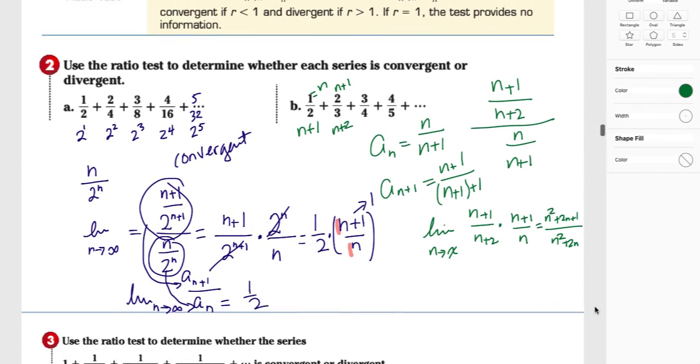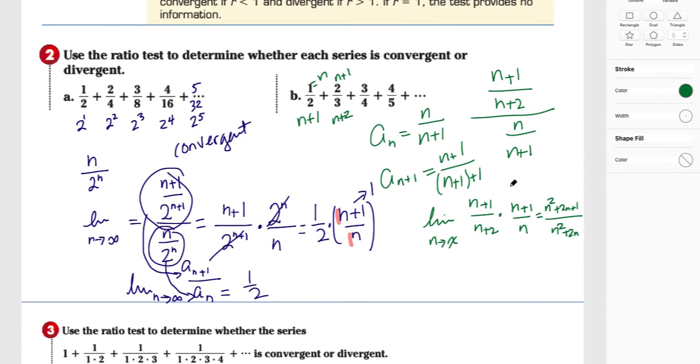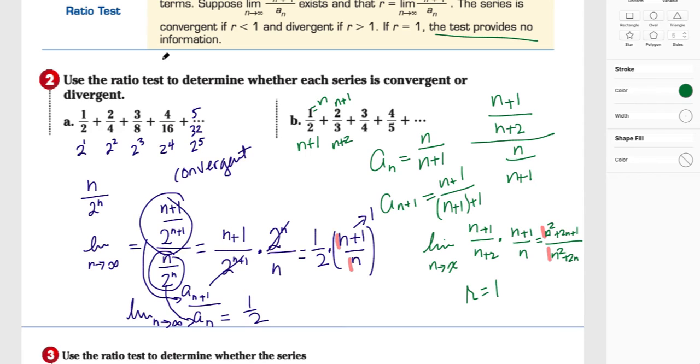Do you guys know what the limit would be here as n approaches infinity? Remember what we said about the degree of the numerator and the degree of the denominator? Since the degree of the numerator and the degree of the denominator are the same, we're going to go with the lead coefficient. And so the lead coefficient is 1 over 1. Therefore, this value that we were looking for, r, as it's called up here, is equal to 1. And so we realize that this test does not provide any information because this value is equal to 1.